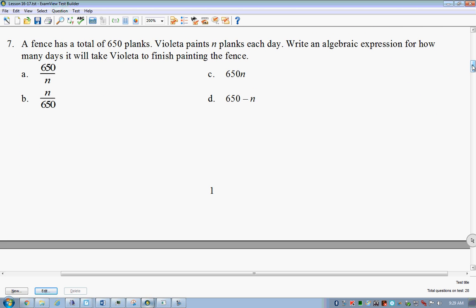Okay, let's look at 7. A fence has a total of 650 planks. Violetta paints n planks each day. Write an algebraic expression for how many days it will take Violetta to finish painting the fence. We've got 650 divided by n. We've got n divided by 650. We've got 650 times n. And we have 650 minus n.